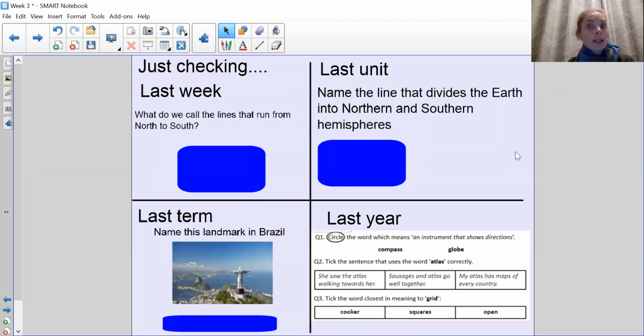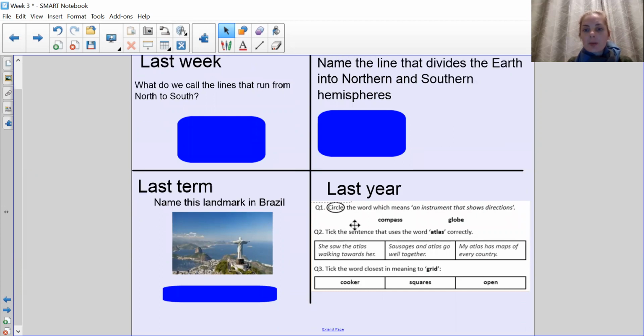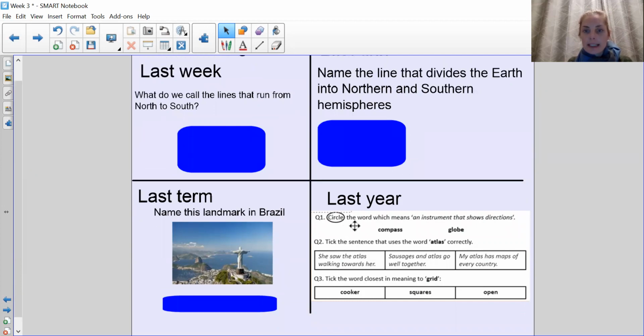Before we get going about learning about earthquakes, can you please do your just checking? So you can divide your page into 4 and you can answer these quick questions. So last week, what do we call the lines that run from north to south? Name the line that divides the earth into northern and southern hemispheres. What is the name of this landmark in Brazil? And can you please circle this vocabulary? It says, which word means an instrument that shows direction? Is it a globe or compass?